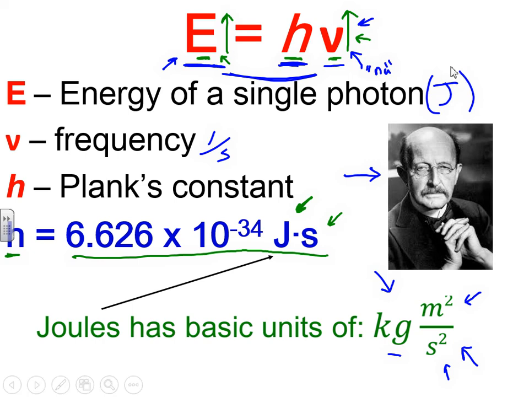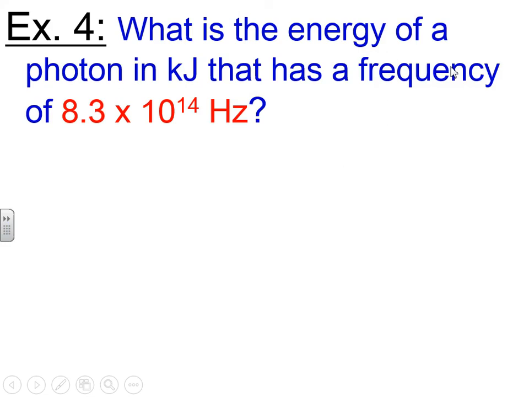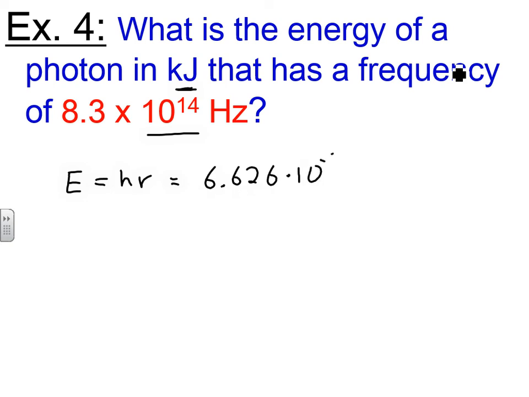So here's a problem we can do using the equation. What is the energy of a photon in kilojoules that has a frequency of 8.3 times 10 to the 14 hertz? So really we're just asked to find energy, and the equation is E equals h nu, where h is a constant, in this case 6.626 times 10 to the negative 34th joule seconds. We get to multiply that by our frequency. Now our frequency in this case is 8.3 times 10 to the 14th.